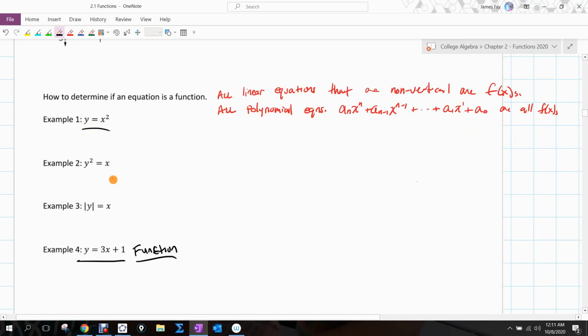But I stated that every x value has one and only one y value. So the argument of how do I really determine this is, if I plug an x value in, is there any way that I could get two different y values back? Let's say x here is 2. If I plug x in to be 2, I get y equals 2 squared, which is 4. Is there any other way that when I plug 2 in, I get another number other than 4? And there's not. So this has got to be a function.